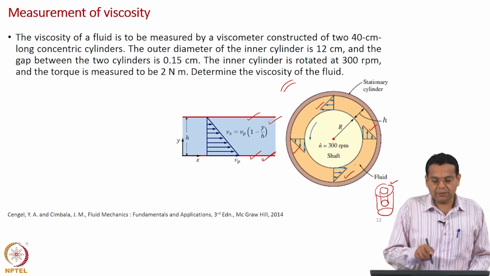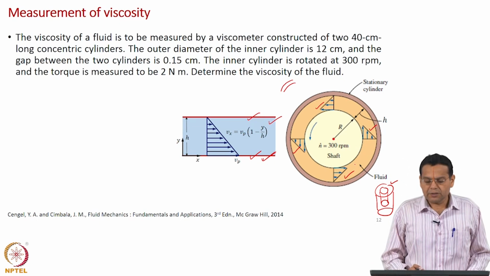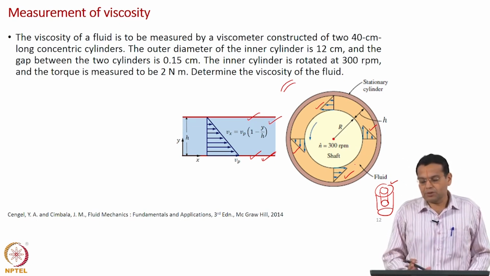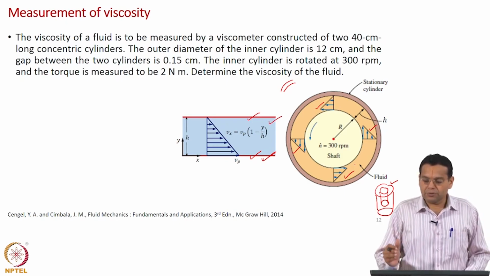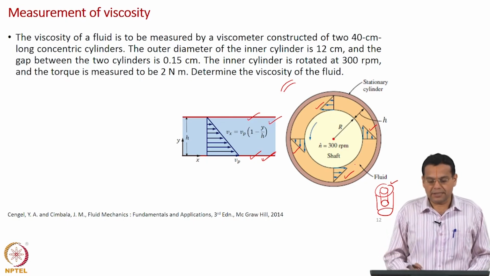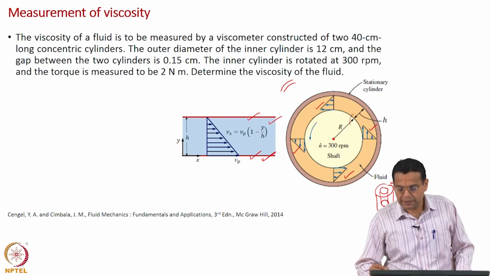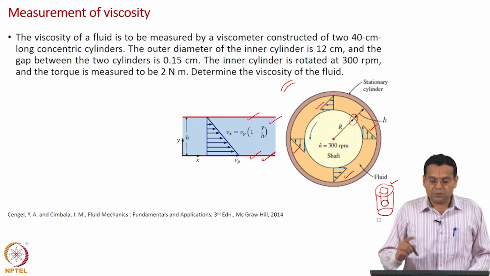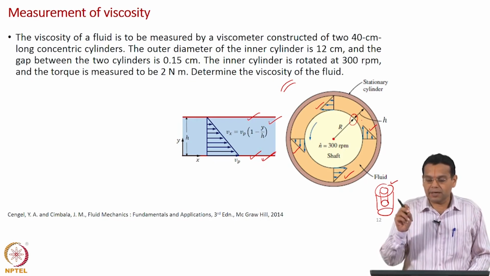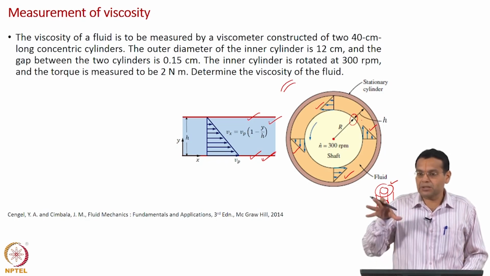The viscosity of a fluid is to be measured by a viscometer. Viscometer is an instrument used to measure viscosity. Okay. See, actual viscometers can have different configurations, but the principle is this: constructed of two 40 centimeter long concentric cylinders. The outer diameter of the inner cylinder is 12 centimeter, okay, and the gap between the two cylinders is 0.15 centimeter. Look at the value, 0.15 centimeter is the gap, but the diameter is 12 centimeter.